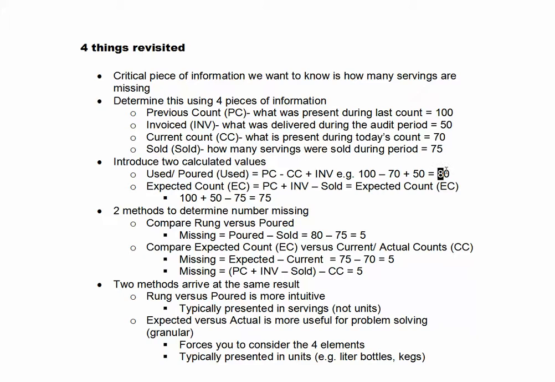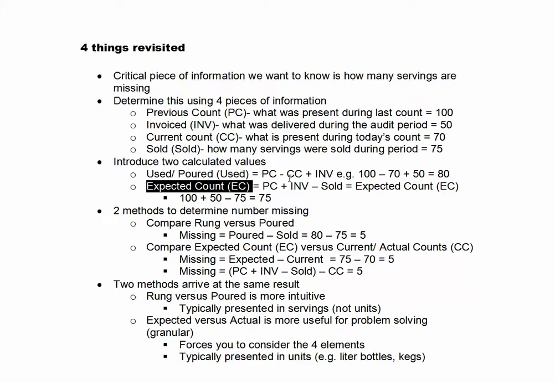In this case, we're using three of our four things: the previous count, the current count, and the invoiced amount to determine how many were used or poured. So used or poured is a calculated value that we derive from these three starting numbers. The other calculated value that we use for the second method is how many we should have on hand. What's the expected count? The method here is to determine how many we should have found, how many we actually found, and how many are missing.